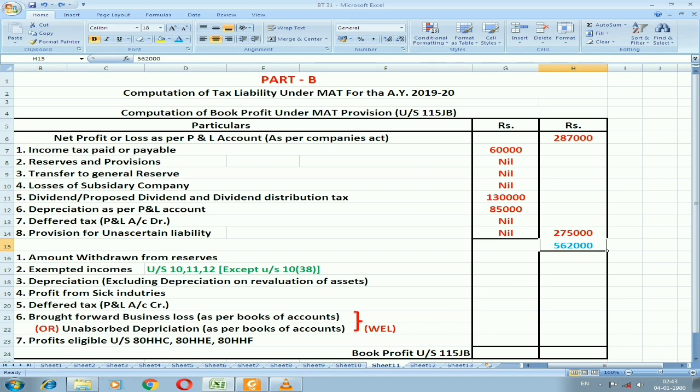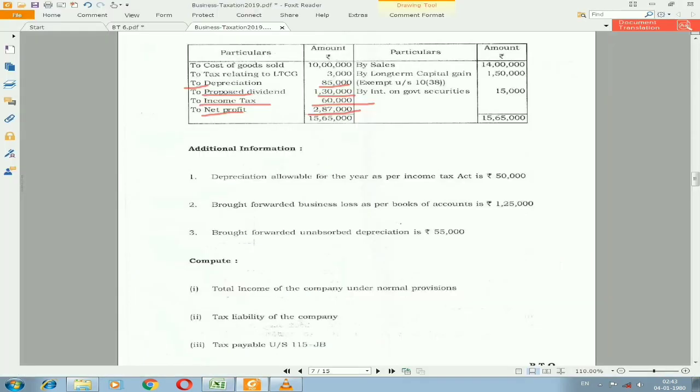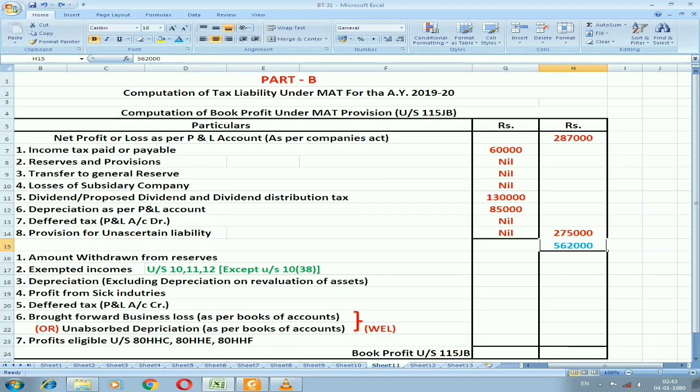I have not mentioned add or less, you need to mention that. While doing less, first always take the depreciation. Under adjustment they have given as per IT Act, don't take that. So as per books of accounts we have a depreciation of 85,000. Let us take that only. If we are having any revalued assets, that we can deduct from the depreciation. So let us take depreciation as per books of accounts or as per Companies Act, 85,000.